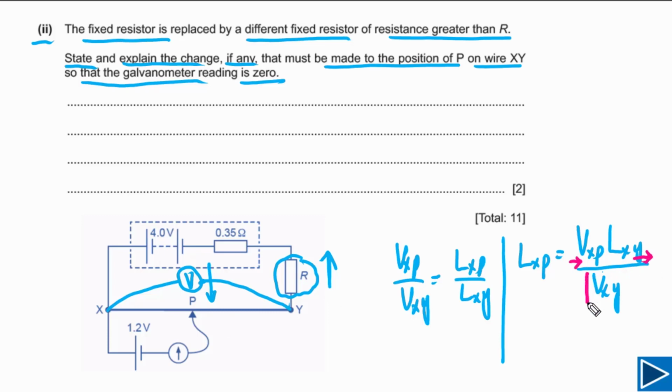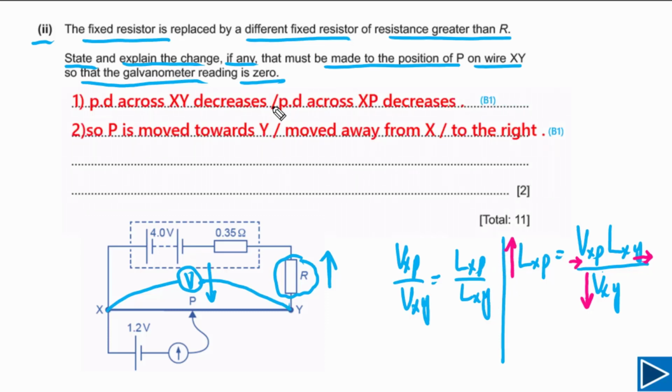But Vxy has decreased. So if this has decreased, then Lxp has to increase. This is how you can write down your answer. We have simply mentioned PD across XY decreases, as we have discussed here. If you have written that PD across XY decreases, you will get 1 mark, and this is a B1 mark, meaning it has to be in your answer.